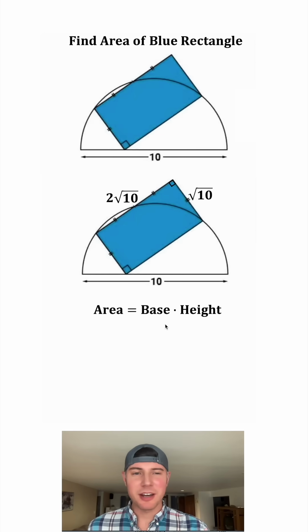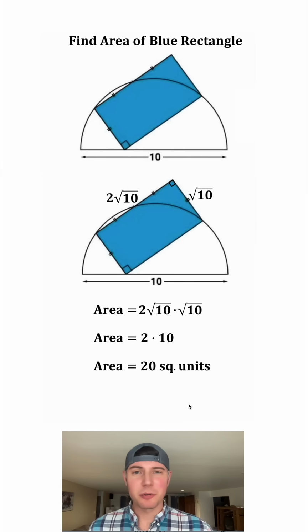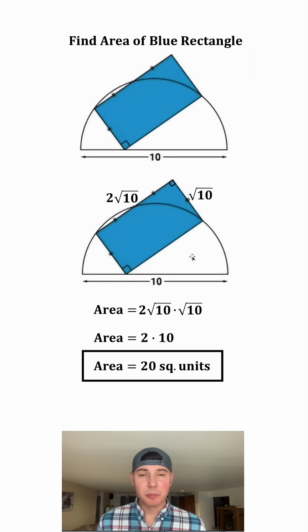It's equal to base times height, where the base is equal to 2 root 10, and the height is equal to root 10. And that's equal to 2 times 10, which is equal to 20. Let's give it a label of square units and put a box around it. The area of the blue rectangle is 20 square units. How exciting.